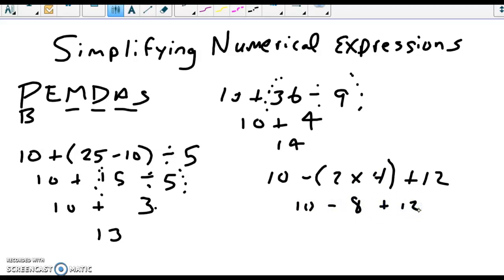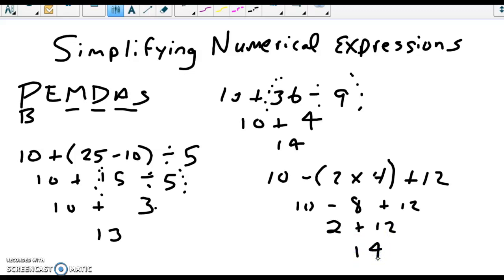So here's an example of working left to right, and you have just addition and subtraction left. So you start here. 10 minus 8 is 2, and then 2 plus 12 is 14.